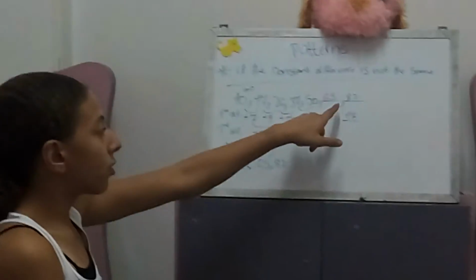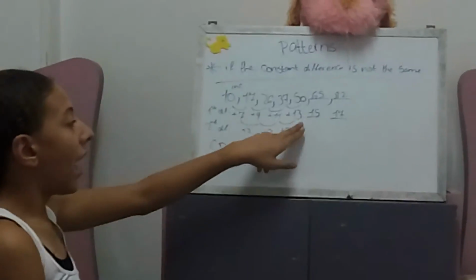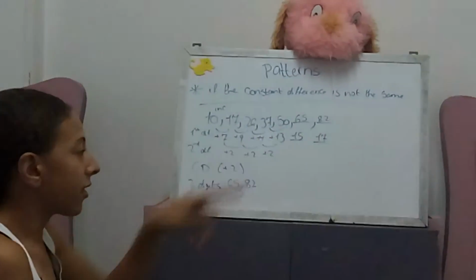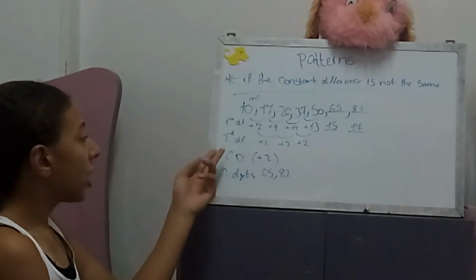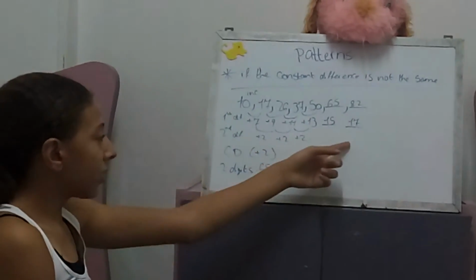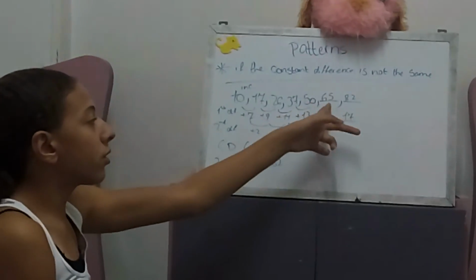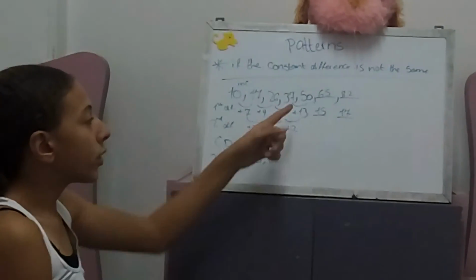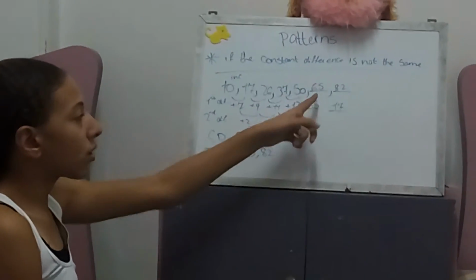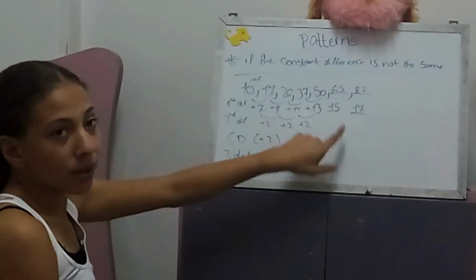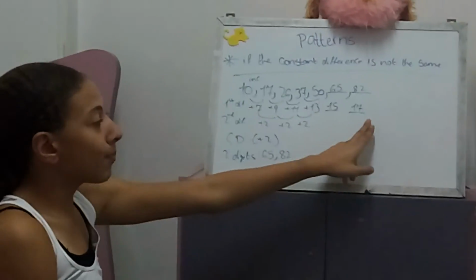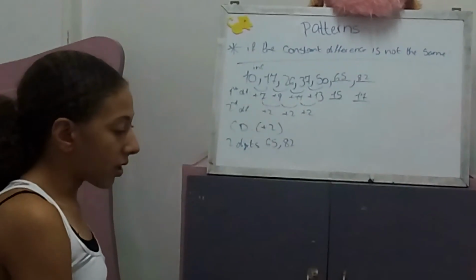To get these 2 answers right, you have to complete this pattern first. And in the questions that have 3 differences, you have to continue this first, then continue this in order to get these 2 answers right. We don't do 50 plus 13 because it won't be correct. And we don't do 50 plus 2 because it won't be correct also. You have to finish this pattern, then do this, okay?